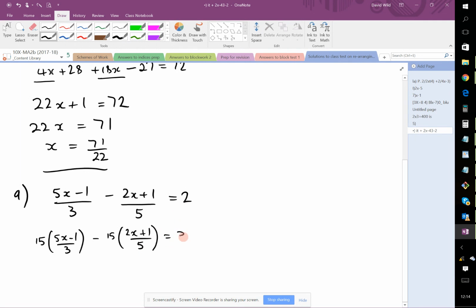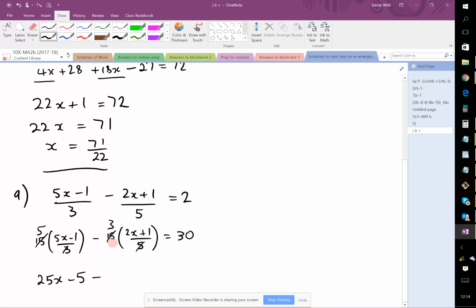Don't forget to multiply the right by 15. 15 over 3 is 5. 15 over 5 is 3. And then we're going to multiply these brackets out. 5 5s are 25x here. Minus 5, don't forget that minus.